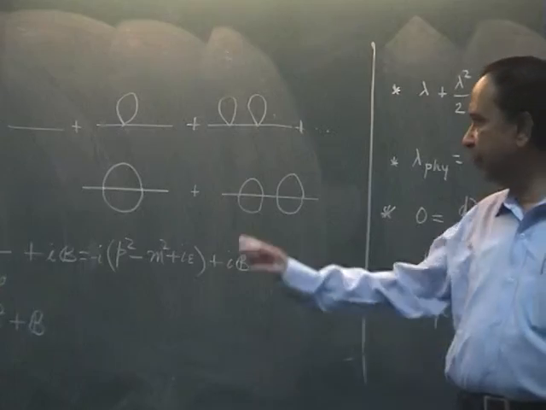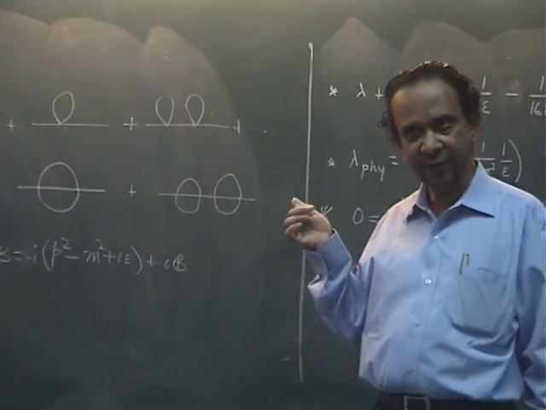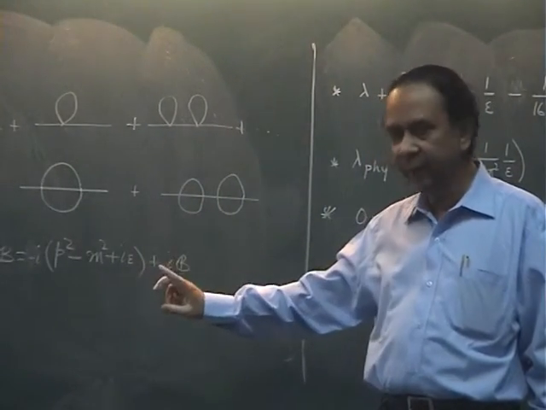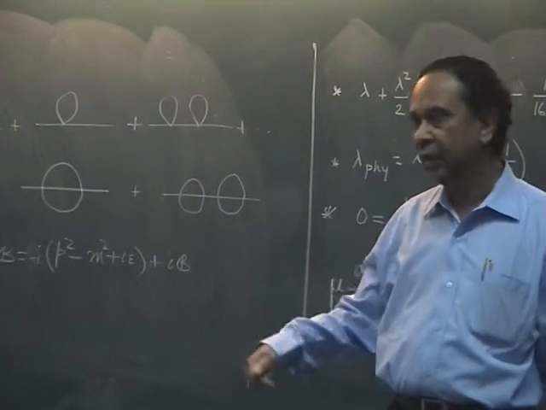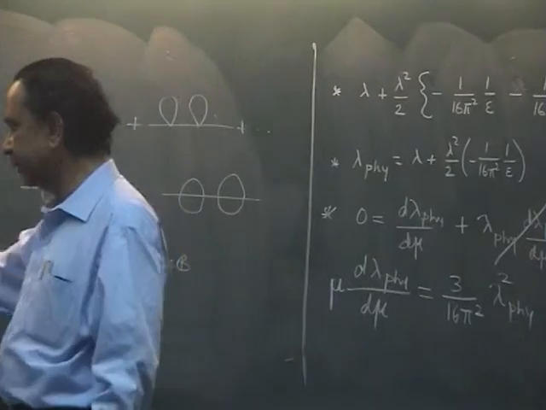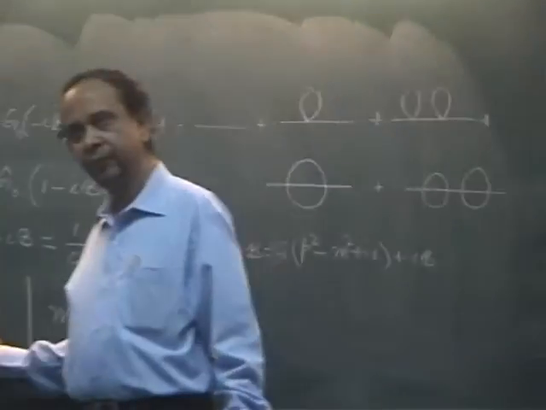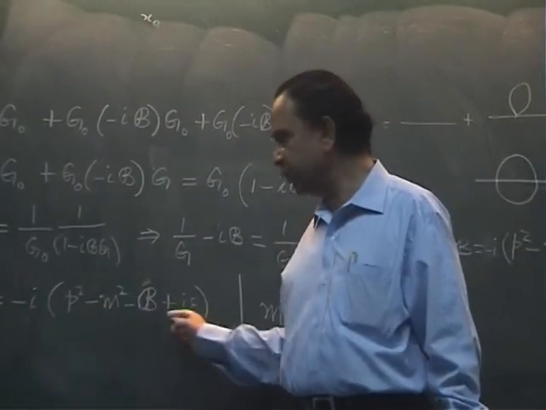Right? And they produce another kind of divergence. It turns out that it shifts the mass and it also changes the residue at the pole. See, in this way of doing things, 1 upon G was this. So G is equal to i over this quantity.